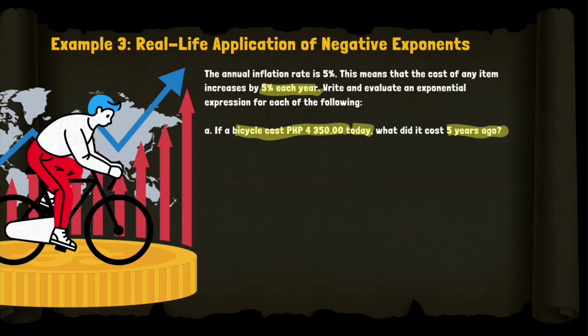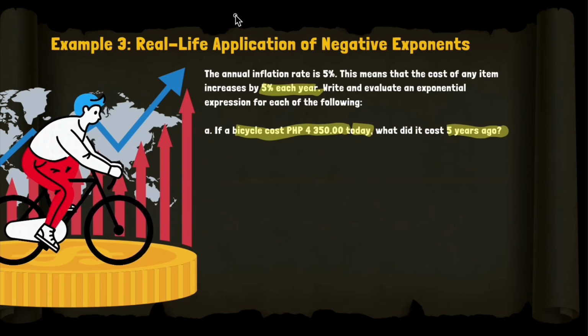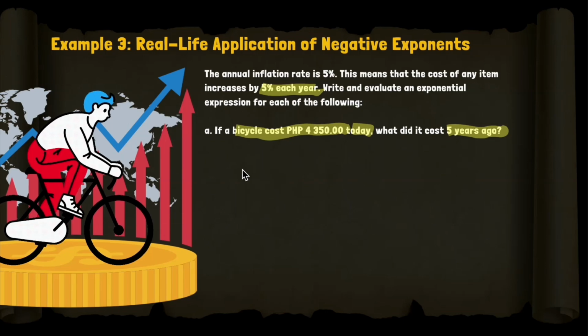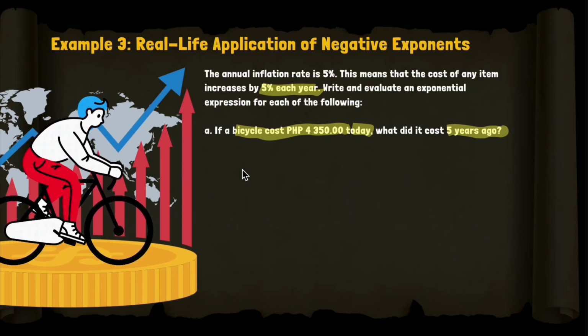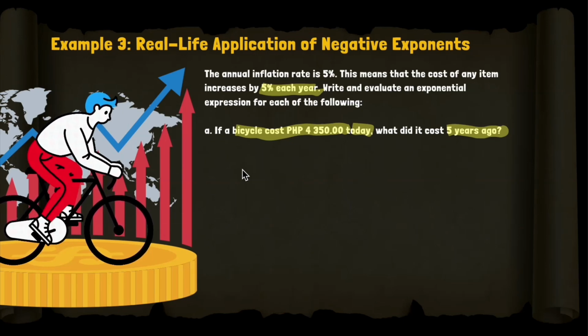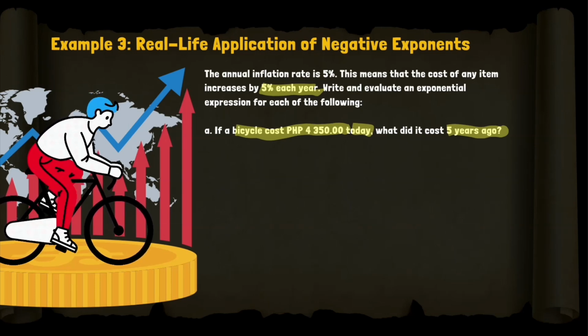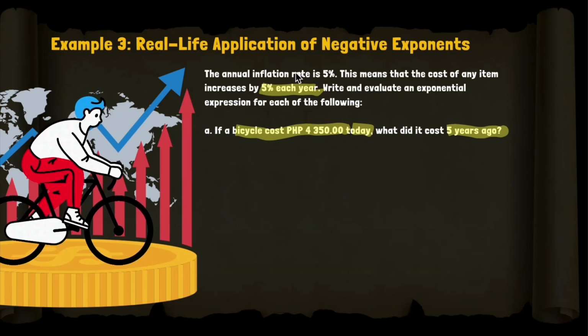Okay? So, paano natin malalaman yun? Paano natin malalaman yung kung magkano yung value niya 5 years ago? So, ibig sabihin ba dito, pupunta pa tayo sa time machine at magta-travel tayo backwards para malaman natin yun? Or we can do math para ma-answer natin itong particular problem na to. Okay? So, now, we will do math. Okay? But let us imagine this one.